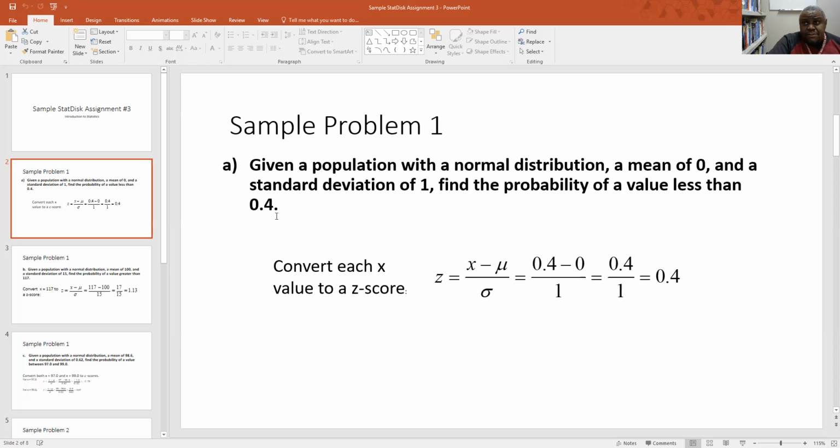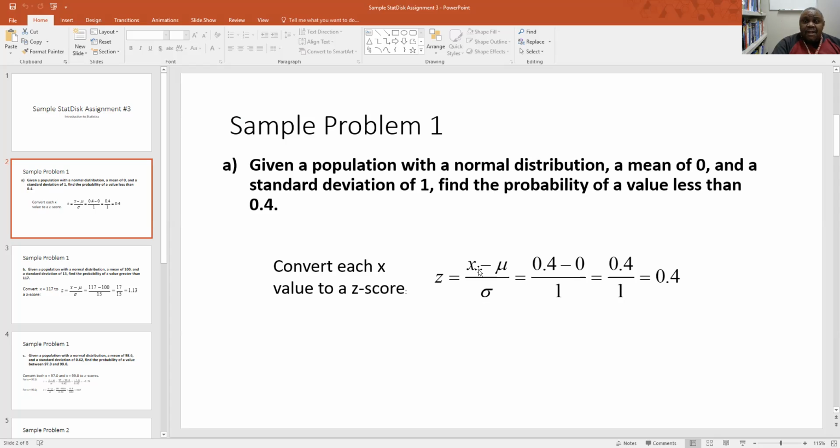Okay, the first thing you have to do here before you use StatDisk is to convert your X value to a z-score. You have to convert each X value to a z-score before you can use StatDisk. And the formula for finding the z value will be this. Z is equal to X, which is your data value, minus mu, which is your mean, divided by sigma. That's the standard deviation.